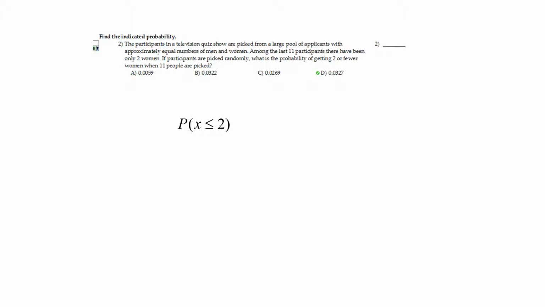So using the calculator, press Second Variables, scroll down and select binomial CDF this time. Then you enter the number of trials, which there are 11 trials. Enter the probability of a success. Well, you have a 50-50 chance on selecting a woman, so 0.5. Enter the number of successes, 2. Then enter and enter. Your answer is 0.0327.